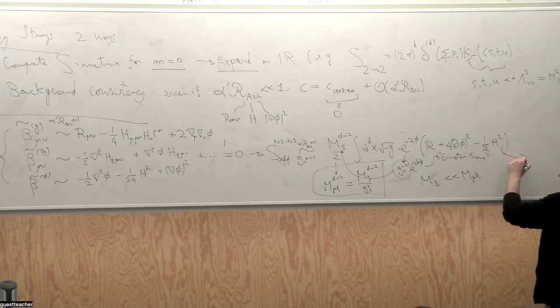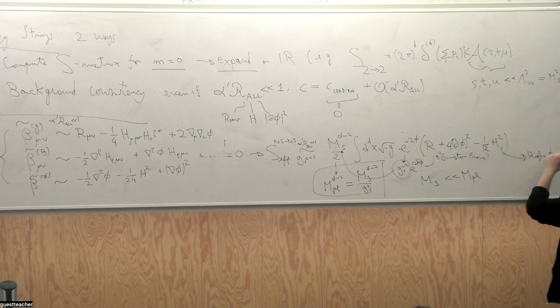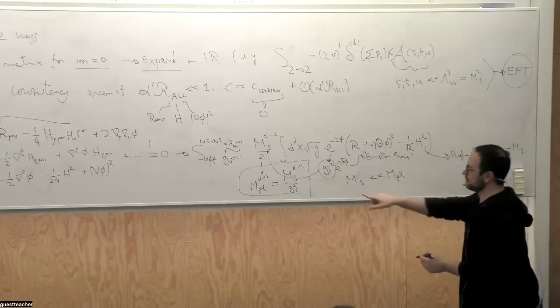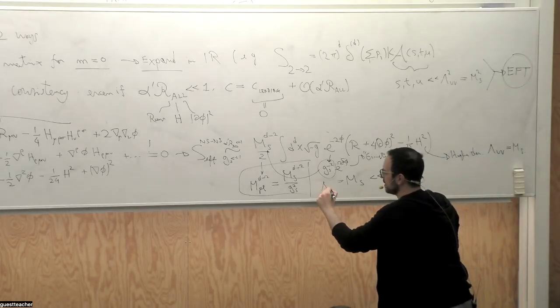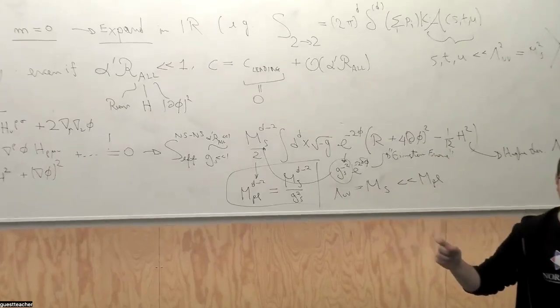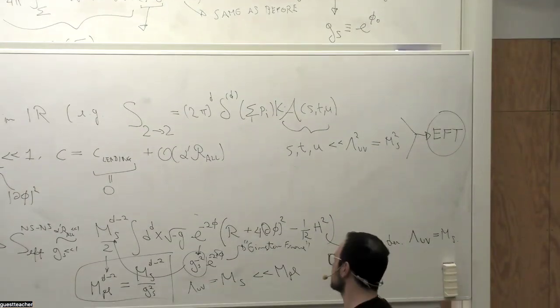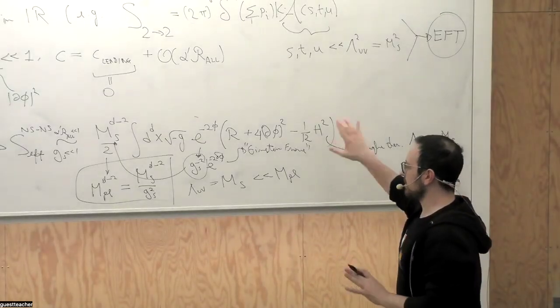The higher derivative corrections are weighed by a cutoff, which is m_s. So you see, this is a weakly coupled quantum gravity theory under the definition that I gave yesterday. Everything fits together perfectly. And okay, this is great.